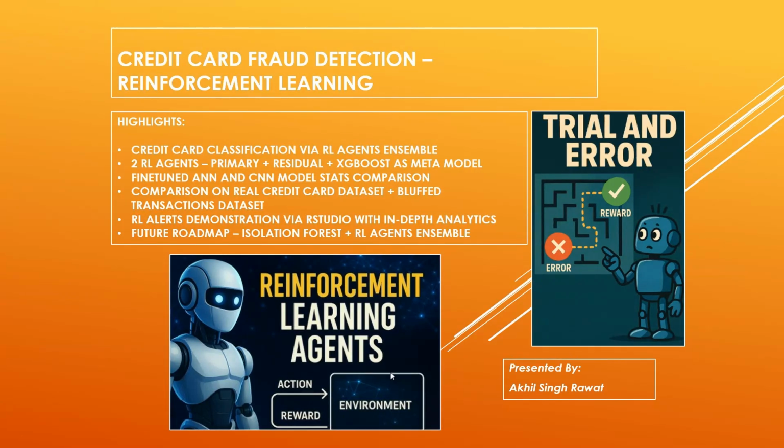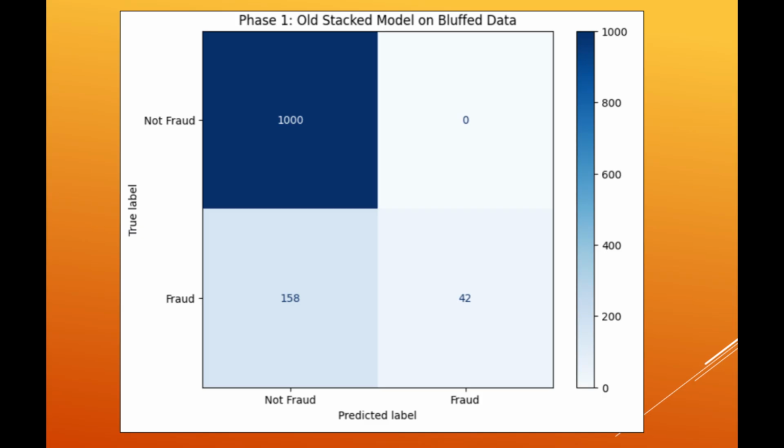Welcome back. In our last video, we showed you our groundbreaking stacked reinforcement learning model for credit card fraud detection. It was a triumph, but we also highlighted its biggest challenge. Even with extensive fine-tuning and cutting-edge RL models, it only caught 42 of the camouflaged fraud cases, leaving 158 of the most elusive transactions completely undetected. This wasn't a failure, it was a discovery.